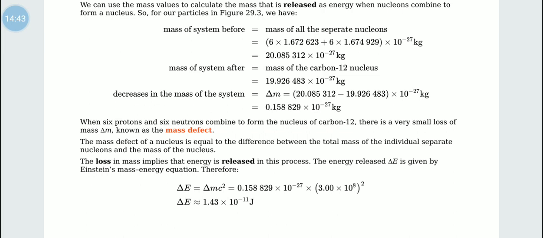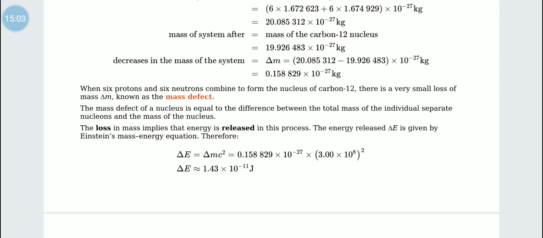Energy is lost. When 6 protons and 6 neutrons combine to form the nucleus of carbon-12, there is a small loss of mass that is called the mass defect. Right? So the mass is lost. The mass defect of a nucleus is equal to the difference between the total mass of the individual separate nucleons and the mass of the nucleus. That is quite obvious. So you take the mass of all the nucleons separately and then subtract the mass of it together, then you get the mass defect.